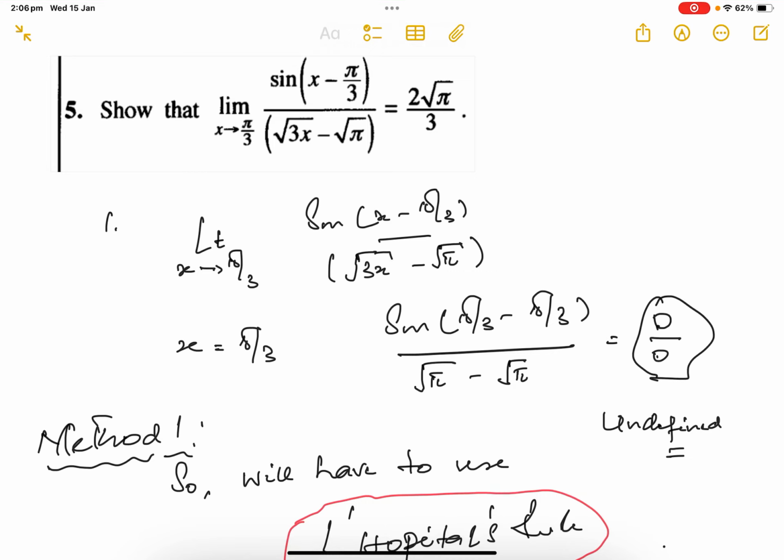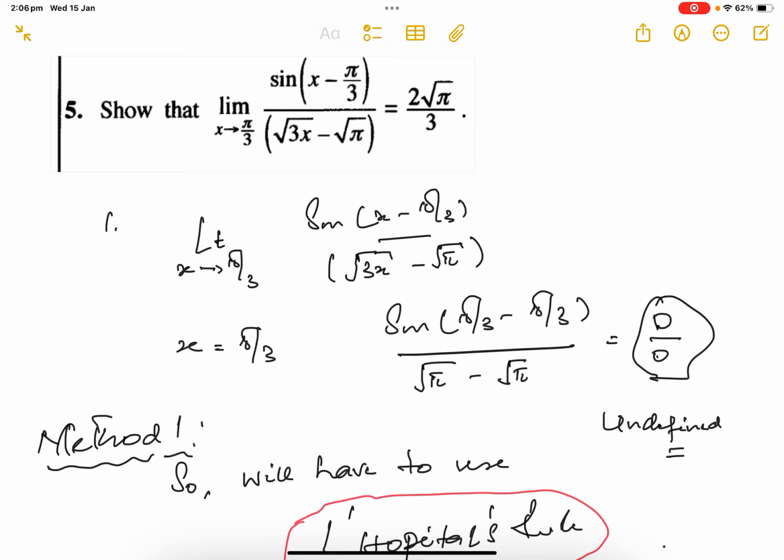Another past question on limits, finding the limits. The question: show that the limit as x tends to pi divided by 3 of (sin(x - pi/3)) divided by (root of 3x minus root of pi) equals 2 root of pi divided by 3. We need to prove that.